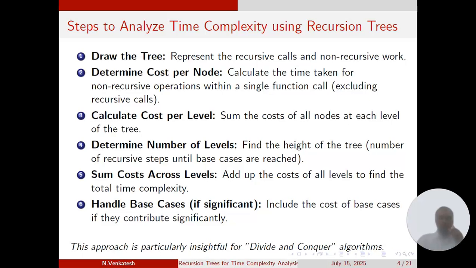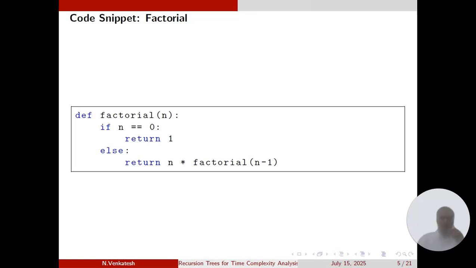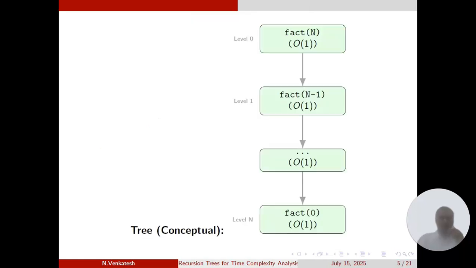So let us try to understand with examples. The first one is factorial. Consider this recursion tree for factorial of n. Factorial of n calls factorial of n minus 1, factorial of n minus 1 calls factorial of n minus 2, and so on, until you get a base case, factorial of 0, which is 1.